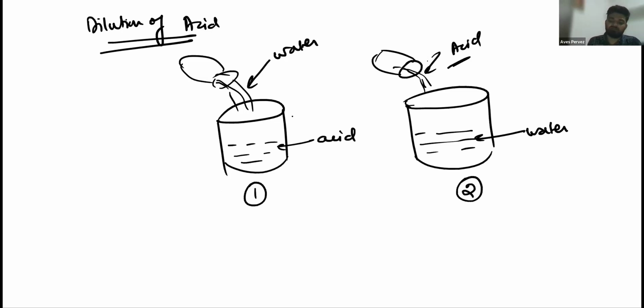Is there any idea? The second one. Why? I think it has more water. Because it has more water. Okay, yes, the second one is more appropriate. We can say the second one is the correct way for the dilution of acid.